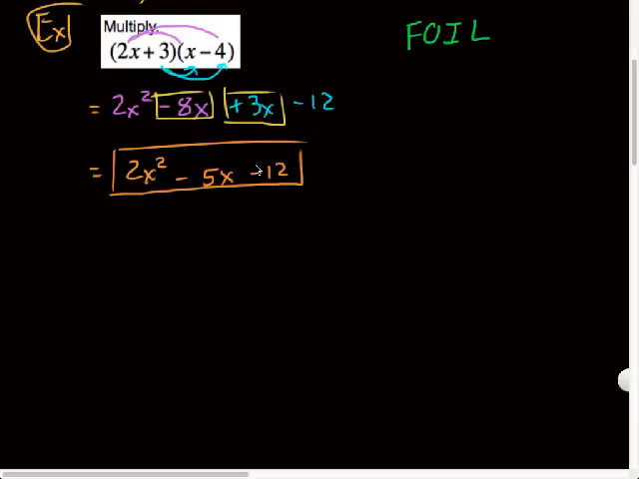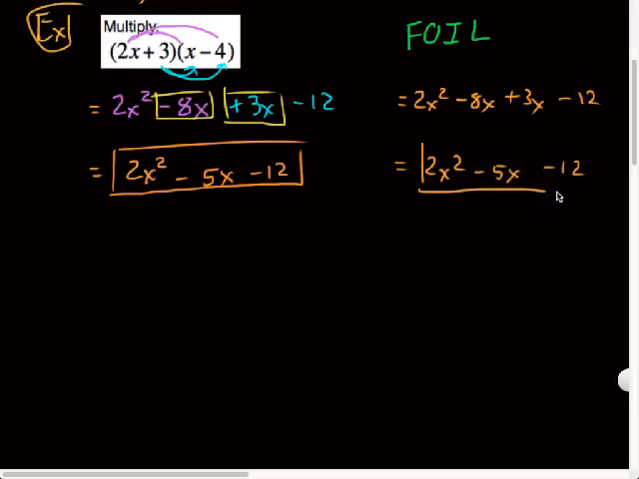So for foiled it, I'm going to multiply the first term. So 2x times x is 2x squared. Then I'd multiply the outer terms. 2x and negative 4 is negative 8x. Inner terms is 3 and x, which is 3x. And last is negative 12. And you might realize, wait a minute, this is the same as what I had over here. And then I would have combined like terms and ended up with exactly the same answer, which I'd hope, because 2 techniques on the same problem should give me the same answer. Otherwise, one of them would come into question.